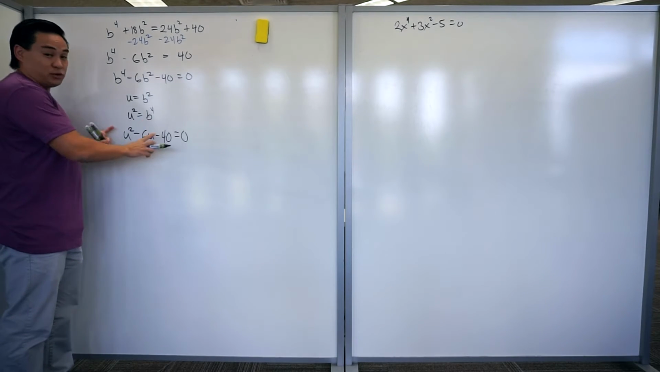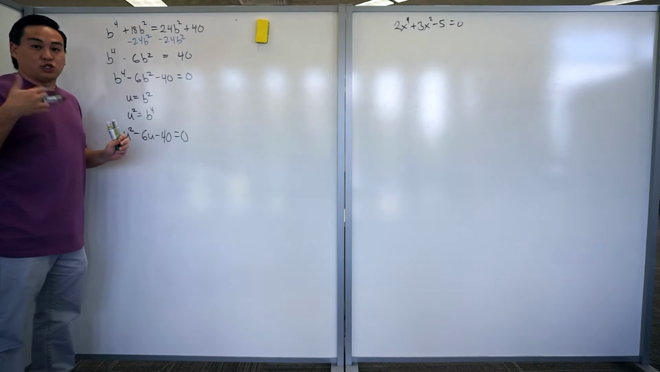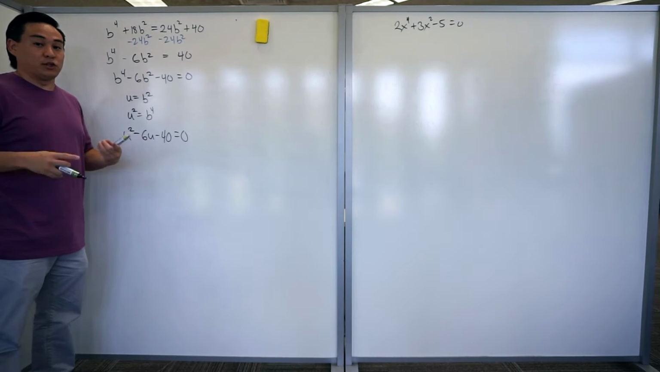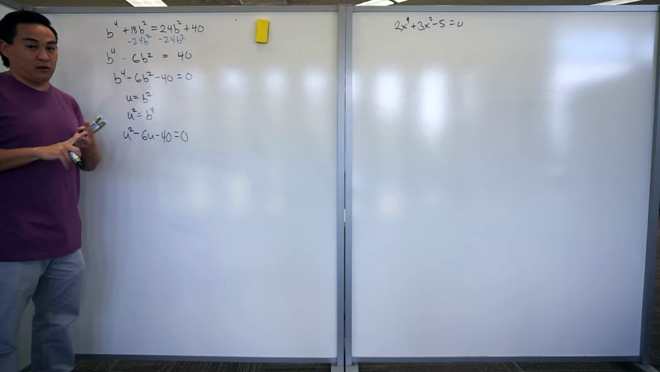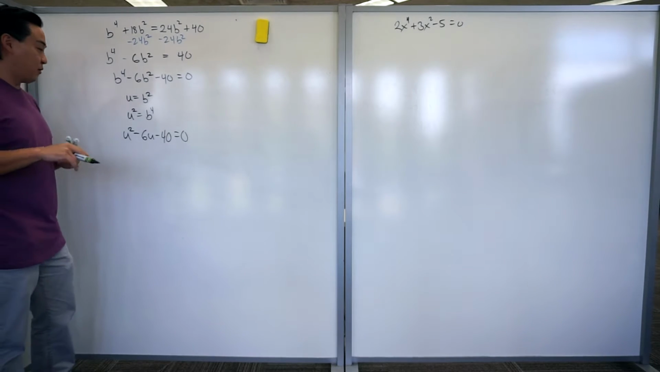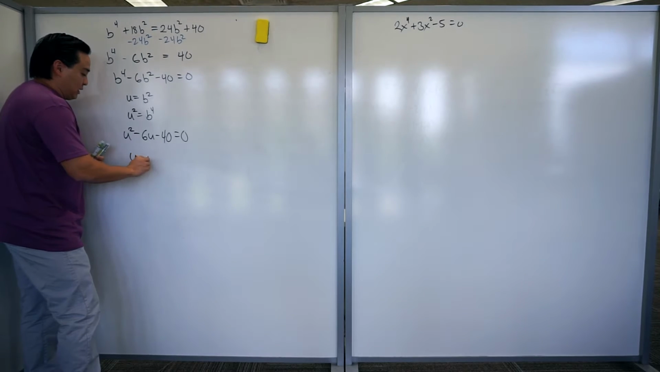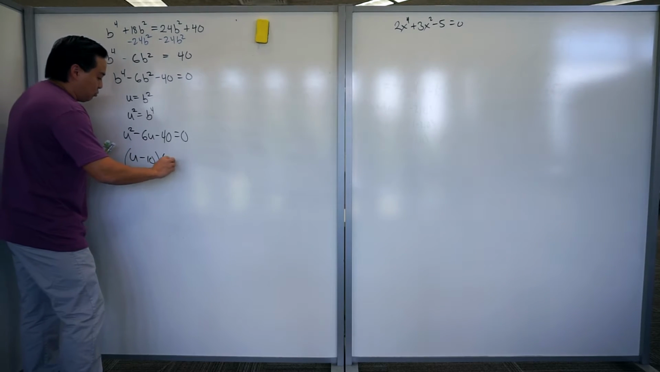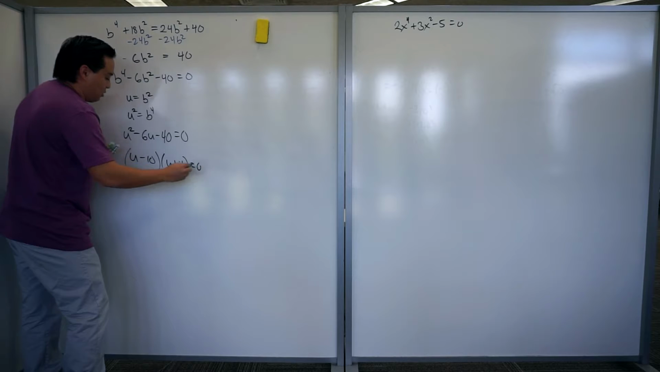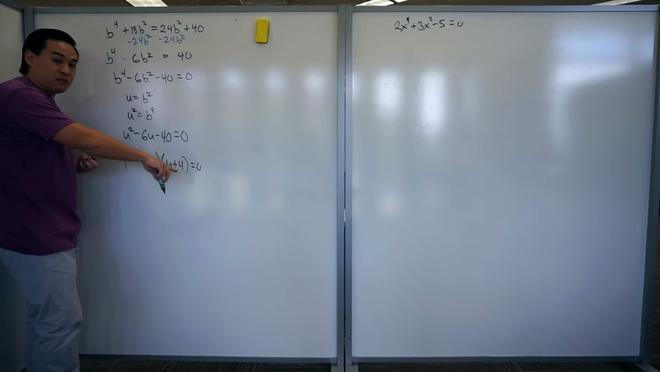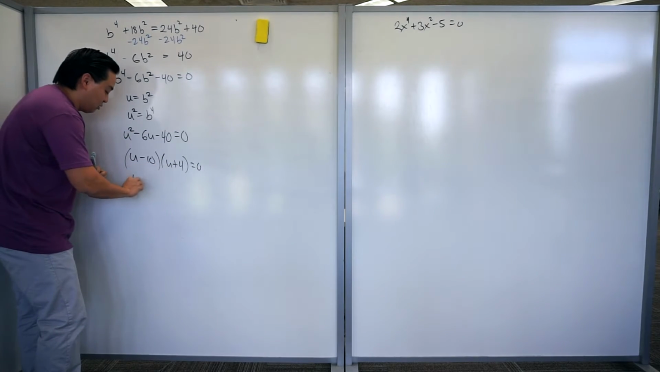So this is like a quadratic in itself. So you're going to try to do the things that you did normally with a quadratic, which means factor or quadratic formula. And always try to factor first. So 10 and 4. So u minus 10, u plus 4 is 0. And once you get it in this factored form, set each of them equal to 0.